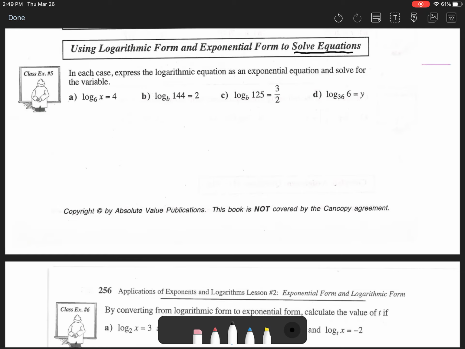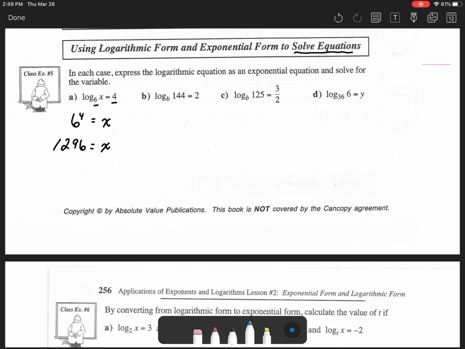So again, though, now you'll see an equal sign, and at the end of the question, we want there to be a value for whatever variable it is we're solving. It says, in each case, express the log equation as an exponential and then solve for the variable. If I convert the first one in a to exponential, it's going to be 6 to the exponent of 4 equals x. And then all you have to do in your calculator is figure out what 6 to the exponent of 4 is, and that will be 1,296. Okay, and there's your value for x.